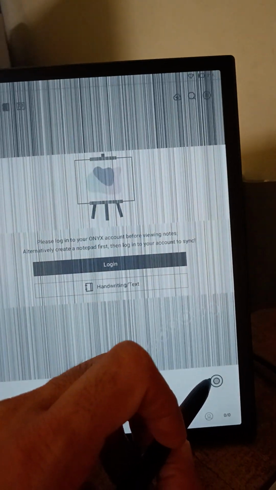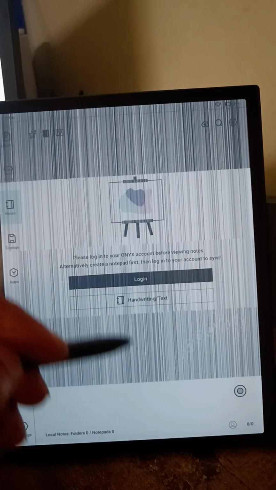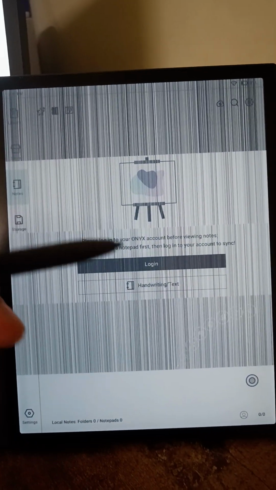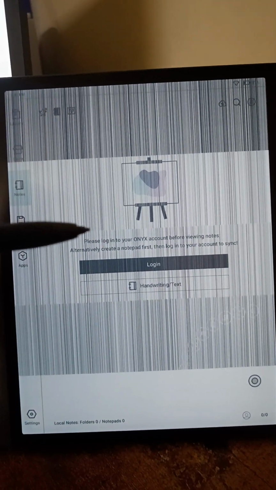All right, people, so I purchased this Onyx Boox Note Air 3C device about 3 months ago, in April 2026, and after the firmware update, it's misbehaving. So I see a whole lot of lines, and many people are saying it's hardware damage, which it's not, because this is not the first time.